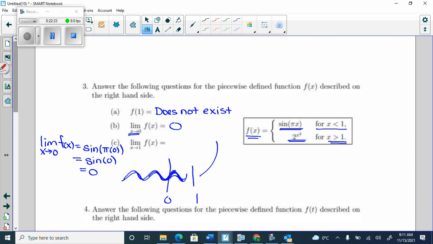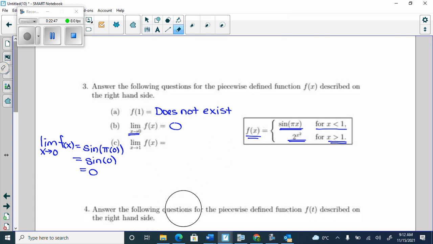Now 1 is a different story. Why is 1 different? Because you're going to have to plug it in to find out what it is on the left, which is the sine function, plug it in, find out what it is on the right, which is the exponential function, and see if they're the same. So I have to do left and right first. If it's where they share, you have to do left and right.